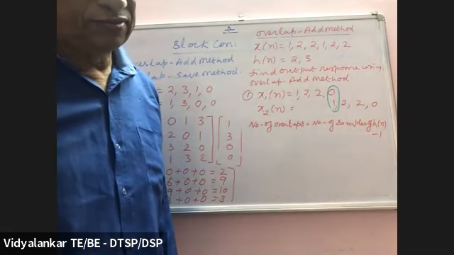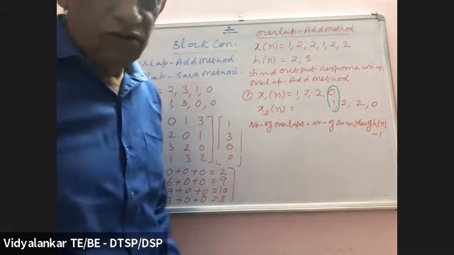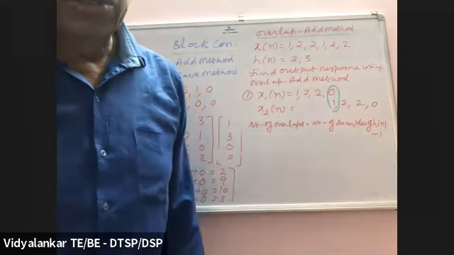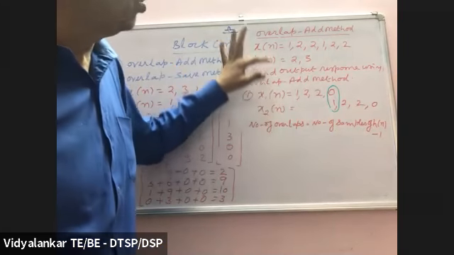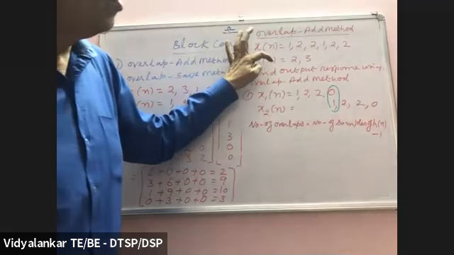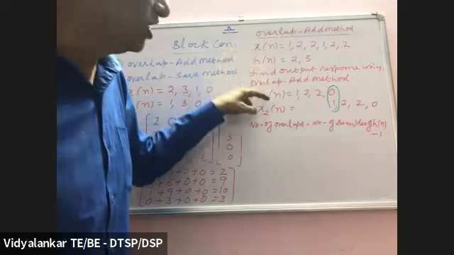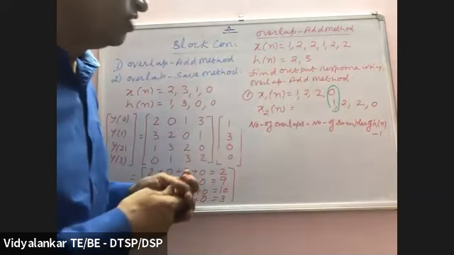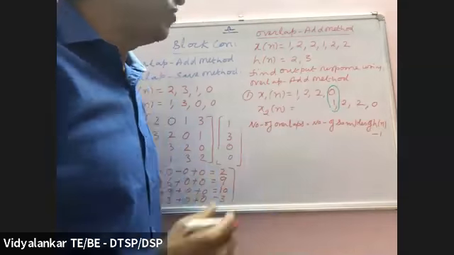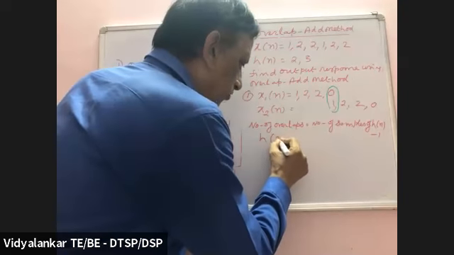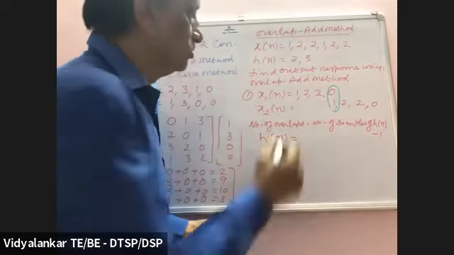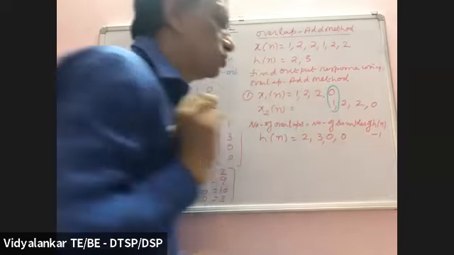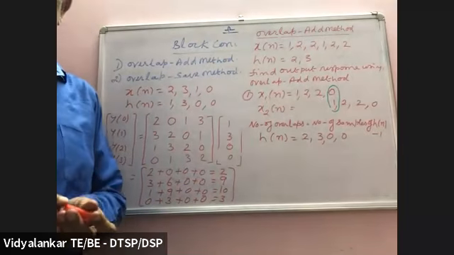Still any more doubt? No, sir. Okay. Now x1n has 4 values and x2n has 4 values. This x1n and x2n we have to circularly convolve with this impulse response: x1n convolved with h of n, x2n convolved with h of n. Since x1n and x2n have 4 values, for circular convolution h of n will also require 4 values. What is given in h of n is 2, 3, so I will add 2 zeros, and h of n also becomes 4 values.